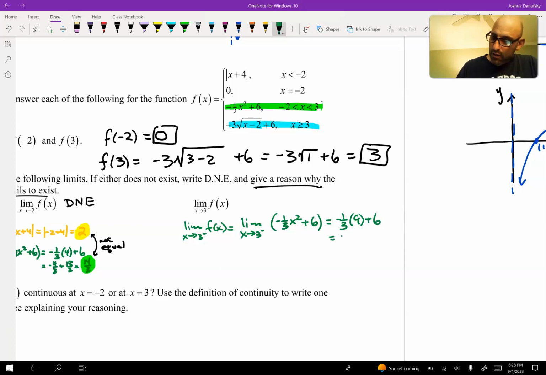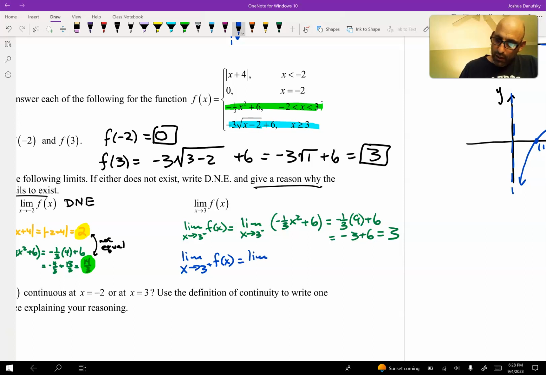I think that is what? Negative 3 plus 6, which equals 3. Switching over to blue, we have the limit as x approaches 3 from the right of f of x, which is going to be the limit.